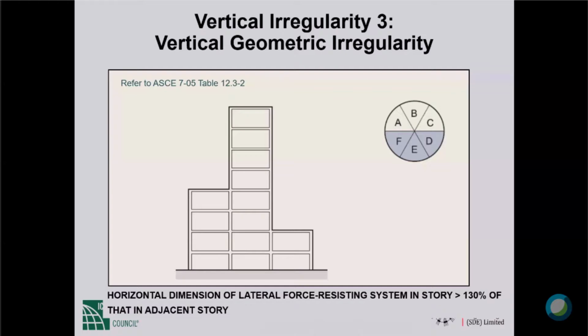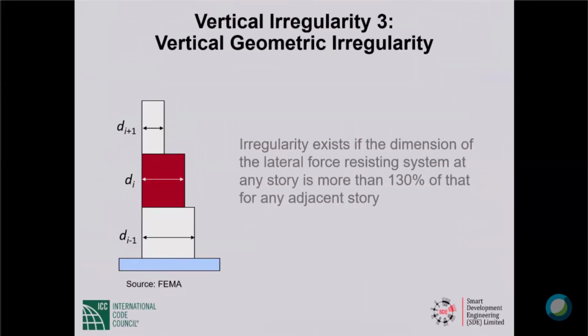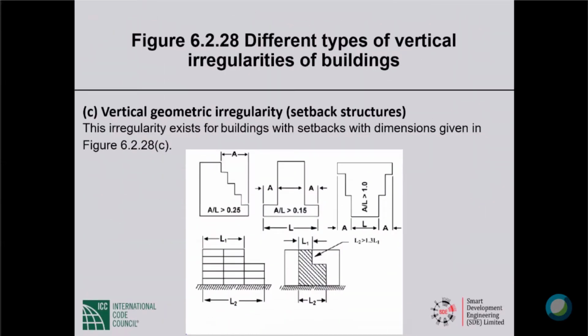Horizontal dimension of lateral force resisting system in story. Horizontal dimension of lateral force resisting system, which will be a frame or a shear wall in story, is larger than 130% of that in adjacent story. Okay, so that was our picture. This is the FEMA picture. Irregularity exists if the dimension of the lateral force resisting system at any story is more than 130% of that.